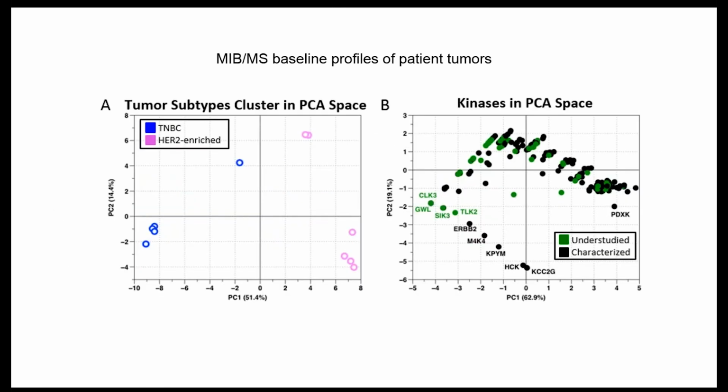And then we can take this kind of cell line analysis and actually go into subtypes of tumors in patients. I'm showing you primary tumors of triple negative and HER2 enriched. And what we're looking at here is just in the PCA space, the functional kinome that's expressed in triple negative versus HER2.